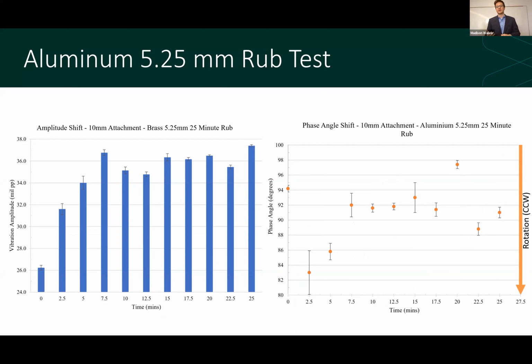But when you look over at the phase diagram, you notice over the first 2.5 minutes, the phase angle shifted from 94 degrees down to about 83 degrees. And throughout the course of the test, it rose back up towards that initial value, leveling off around 92 degrees. Again, we don't really see any significant trend in the direction opposite of rotation. So we, again, can't say that the Newkirk effect was satisfied here.